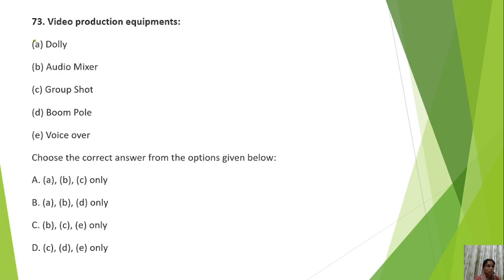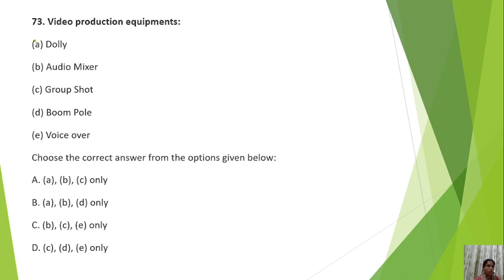Then group shot. Group shot is not an instrument. It is a type of shot in which many people are present. So eliminate option C. Then boom pole, boom mic. You have heard about boom mic, which is used in theaters to record the voice of all the artists. So it is an equipment.